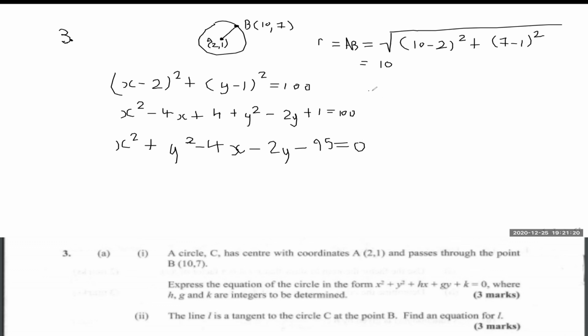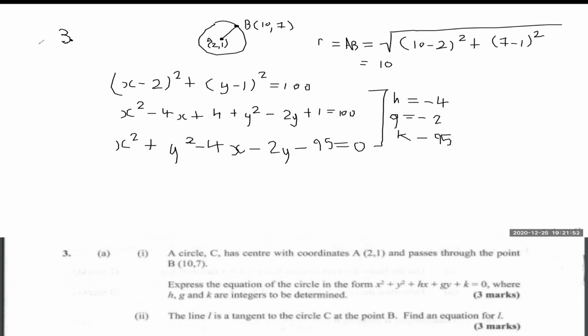So now we can use these to determine h. h is the coefficient of x, and so h is equal to negative 4. g is the coefficient of y, and so g is negative 2. And k is the constant, and k is negative 95. Nice and easy.